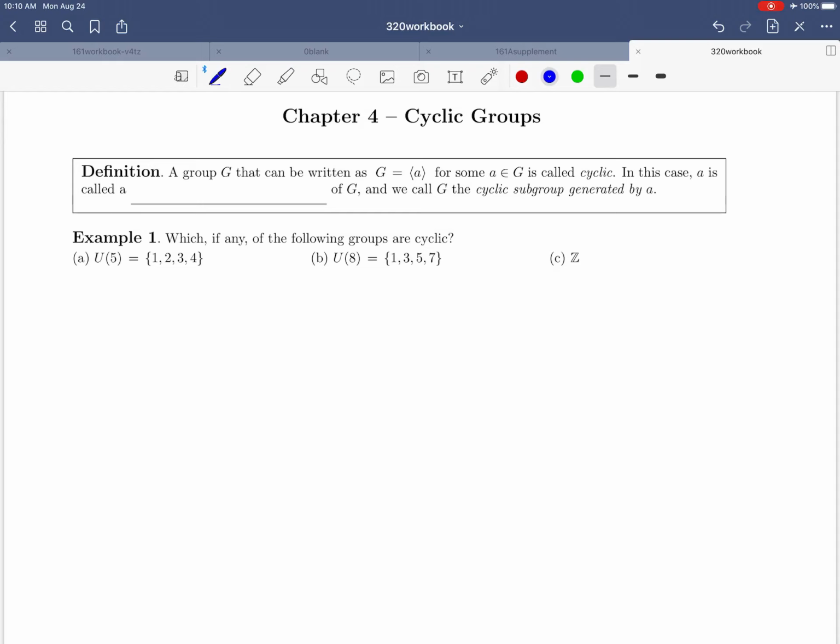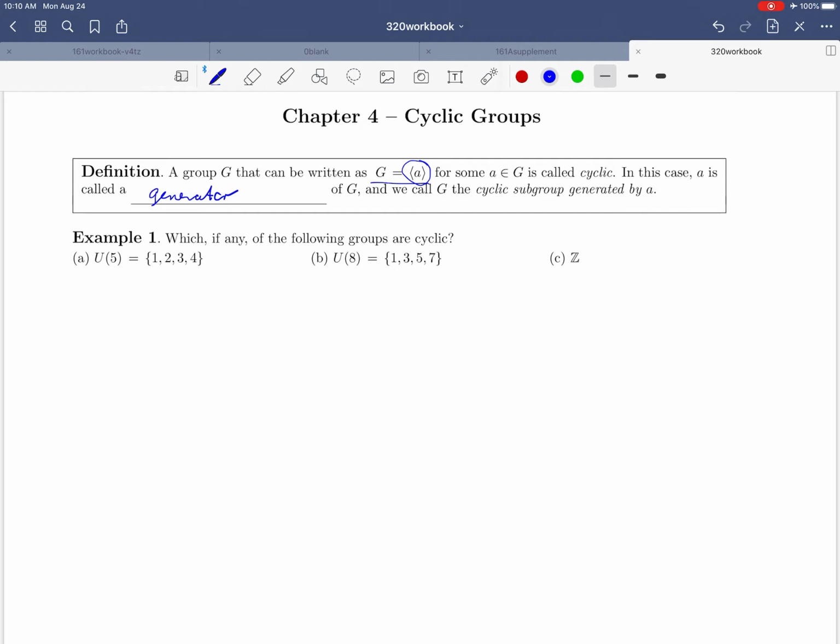In Chapter 4, we're going to learn about cyclic groups. Let's look at the definition. A group G that can be written as G equals ⟨a⟩ for some a in G is called cyclic. In this case, a is called a generator of G, and we call ⟨a⟩ the cyclic subgroup generated by a. So now we have a name for this symbol with those brackets. We're going to call that the cyclic group generated by a.